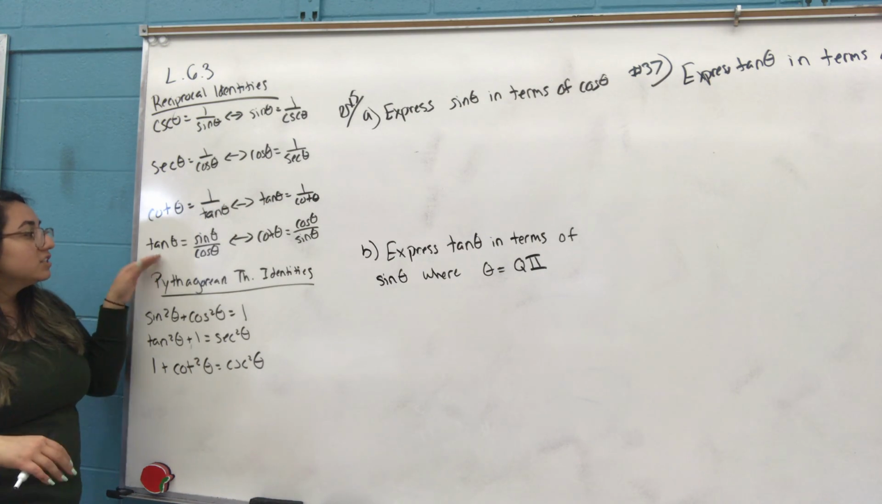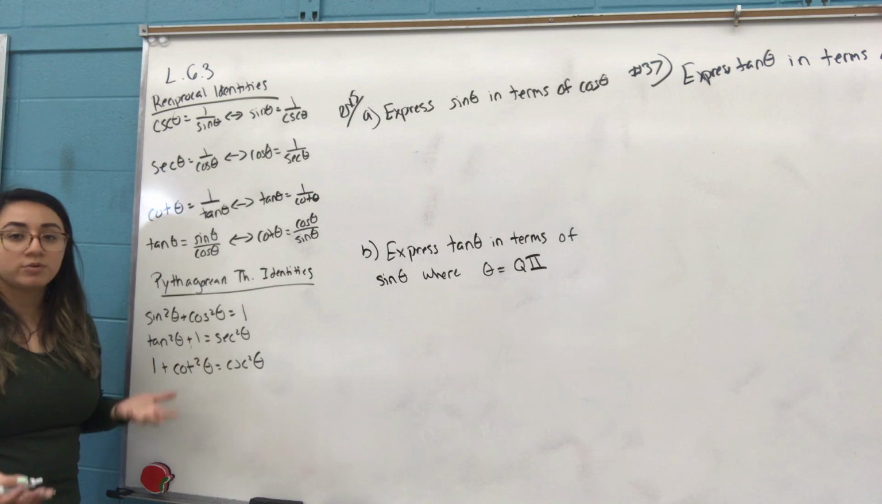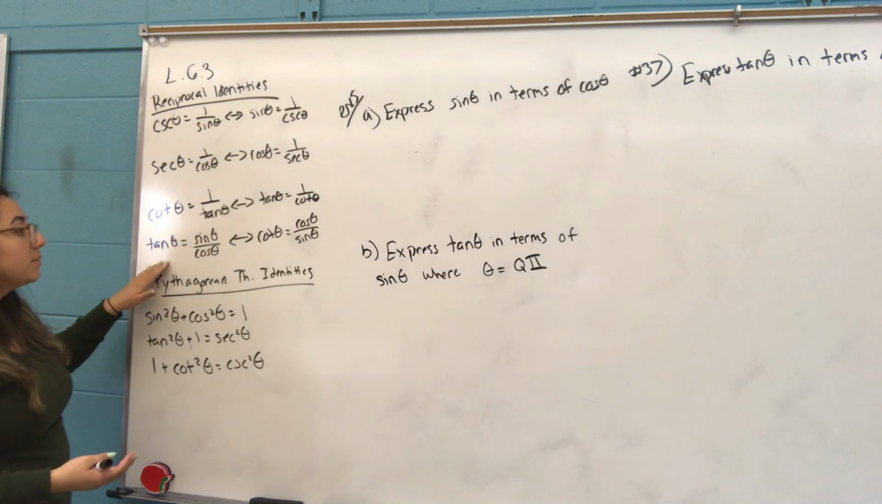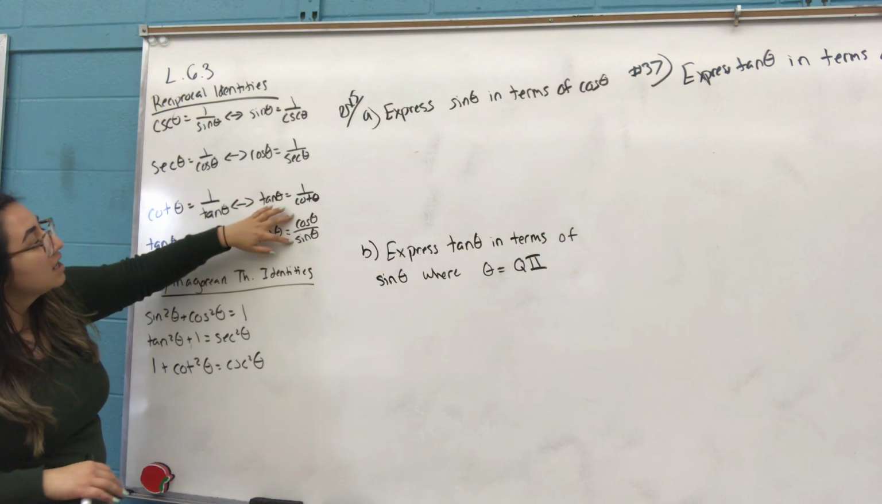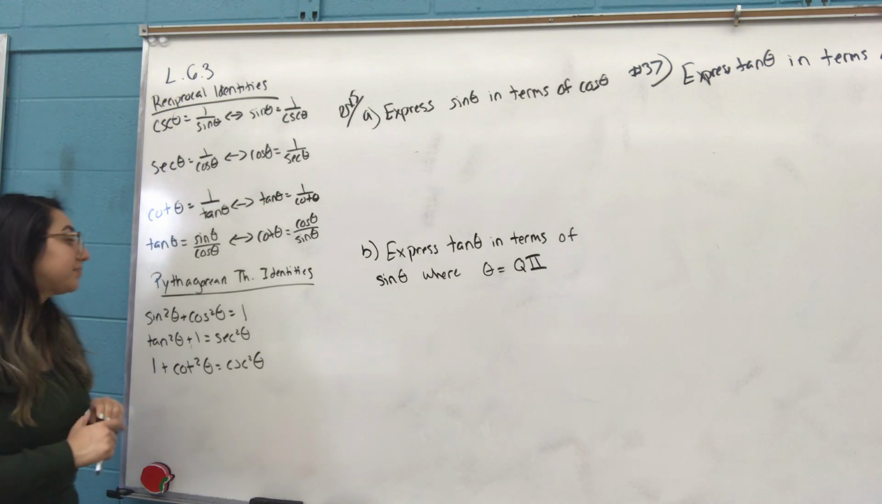So it's a reciprocal of the cosecant as well, and for each of these here. Tangent theta is equal to sine theta over cosine, and that's something we already know. But cotangent is always the reverse, it's the reciprocal of tangent, so it's cosine over sine.